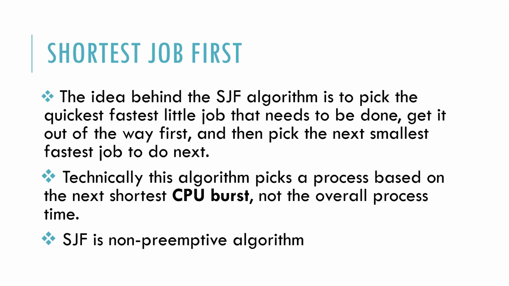So now coming to the main topic of our video, that is the shortest job first scheduling algorithm. The shortest job first scheduling algorithm, simply known as SJF, is a non-preemptive scheduling algorithm that selects the process with the smallest burst time from the ready queue for execution. It is non-preemptive because once a process starts executing, it continues until it completes or until a process with a shorter burst time arrives.